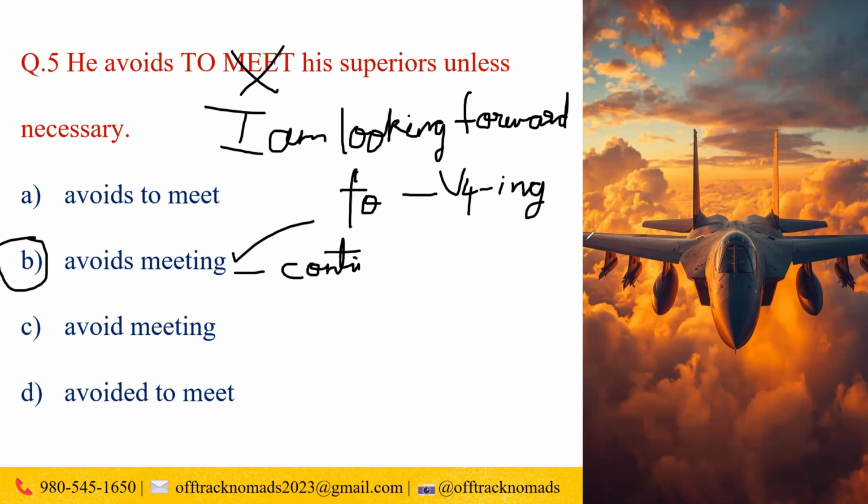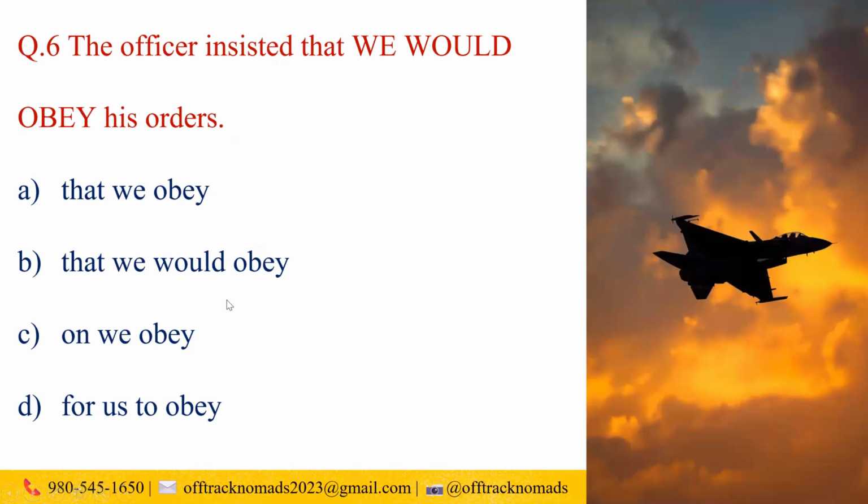Next question. The officer insisted that we would obey his order. The sixth one, the answer is exactly: The officer insisted that we obey his orders. It's not "we would," it's "we obey." Why not "we would"? It indicates future, which is not conveyed properly here. So: the officer insisted we obey his orders.